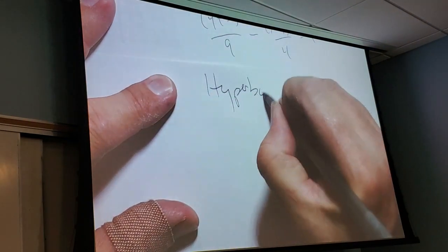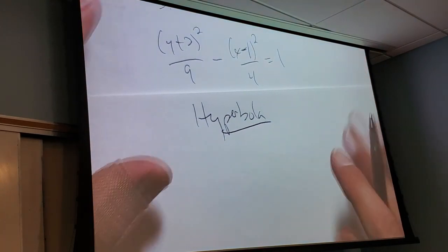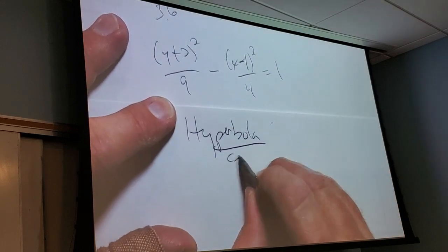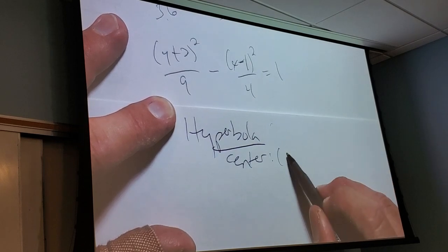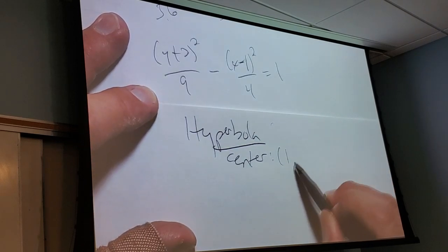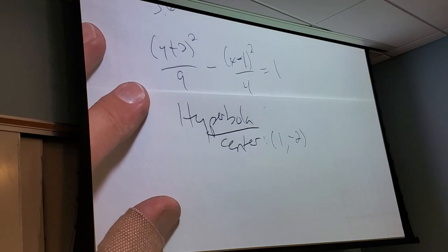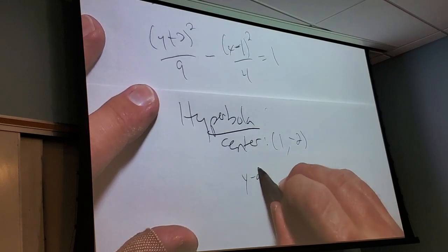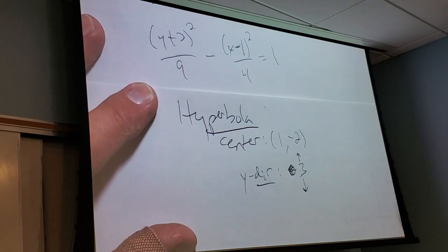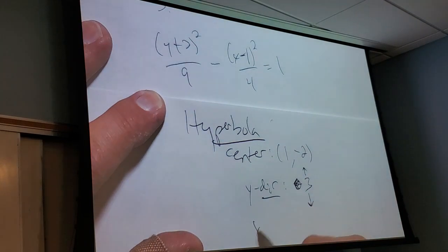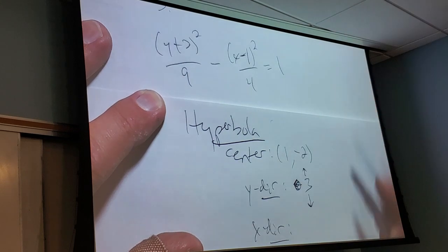What's the center? Yeah, the center is going to be, you got to be a little careful. I think you said it right. What's the x going to be? 1. And the y is going to be negative 2. Yeah. So that's the center. How far am I going to go out in the y direction? I'm going to go 3 out in the y direction. Right? Because that's 9. How about the x direction? 2.